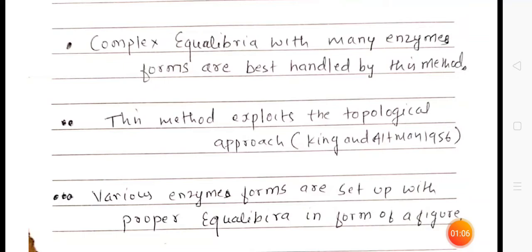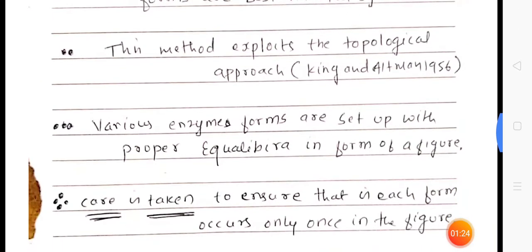This method exploits a topological approach. It means we can draw a figure based on the King Altman procedure, and mainly this was done in 1956. I will also show you what this topological approach is.